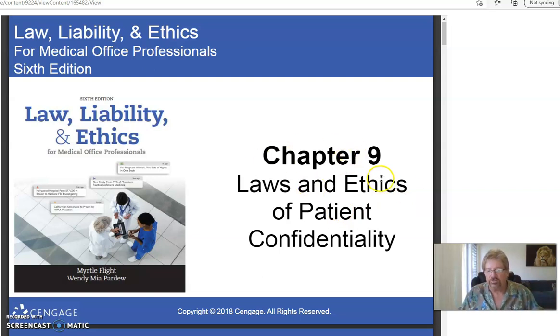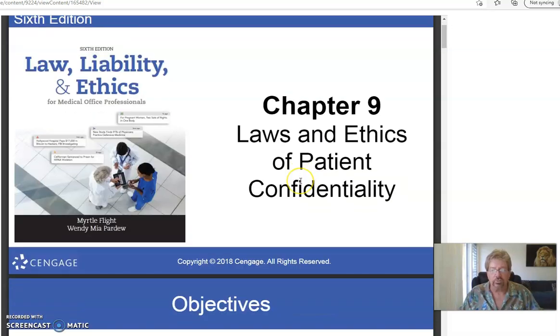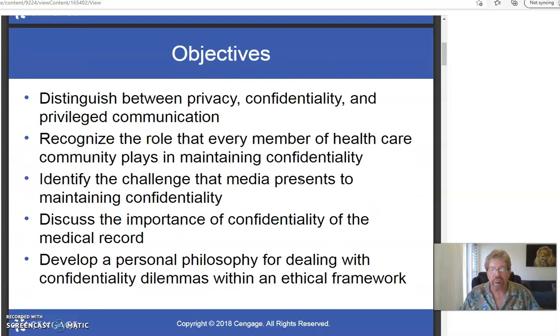All right, we're going to look at Chapter 9, Laws and Ethics of Patient Confidentiality. Of course, this is medical law and ethics class. We've talked about confidentiality several times already because it's super, super important, as it should be.